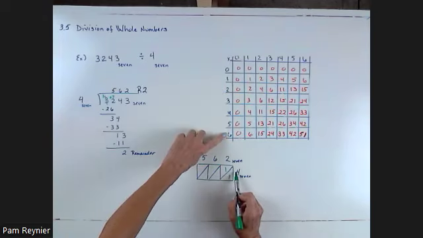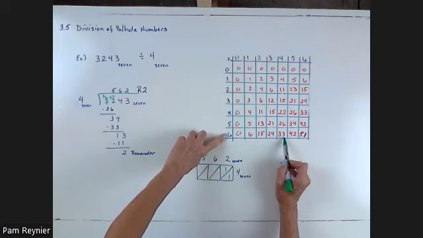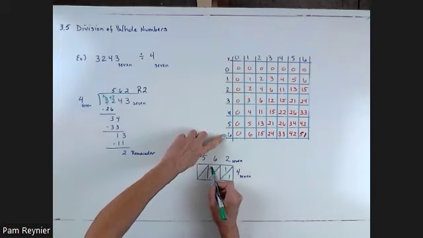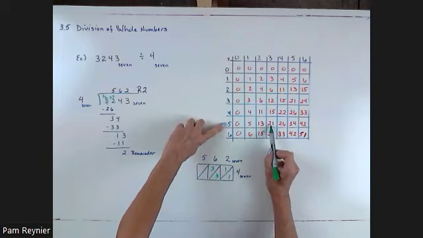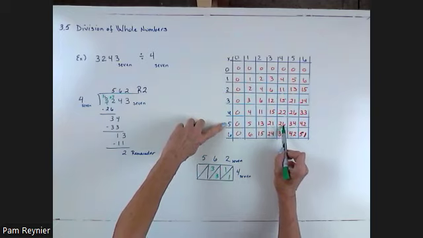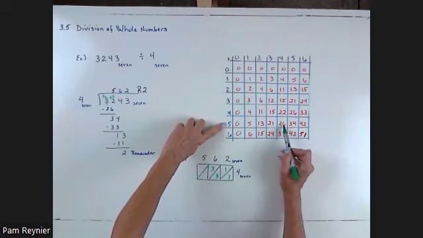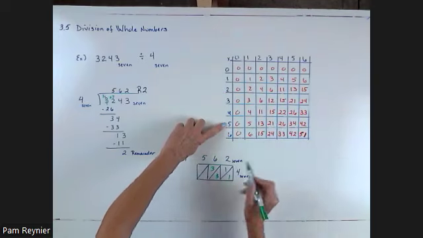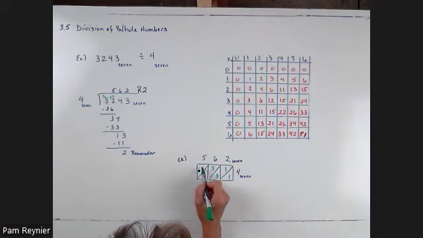6 times 4, we know to be 24, so that's 3 groups of 7 with 3 left over. And 5 times 4 is a 2 with a 6 left over, because 5 times 4 is 20, so that would be 2 groups of 7, which is 14, and 6 left over. Uh-oh, now this one's tripping. Sorry about that.